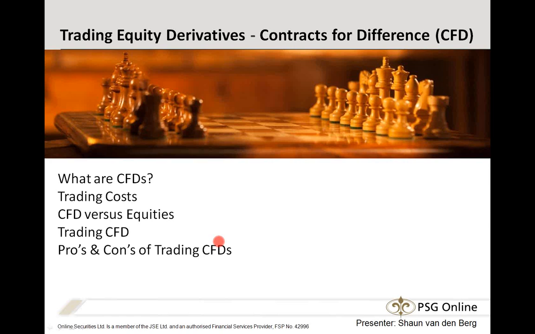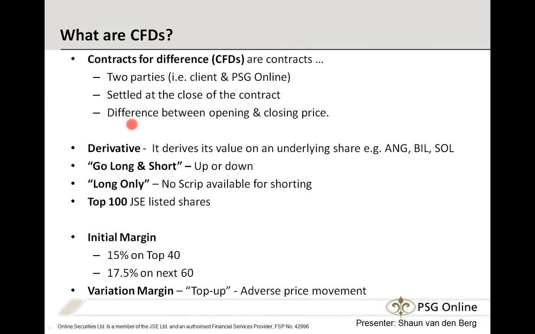With CFDs, you're still trading the underlying. There's no conversion or anything like that. So it's a very similar thing to single stock futures. The same terminology applies. Big difference now: the word CFD means contracts for difference. It's a contract between two parties, you as a client and PSG Online, the stockbroker. All we are going to do is settle the difference between where we bought it and where we're closing it, the difference between the opening price and the closing price. That's a very simple way of looking at it.